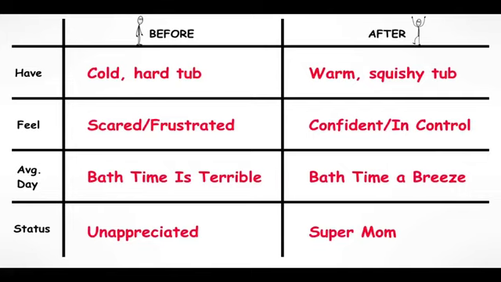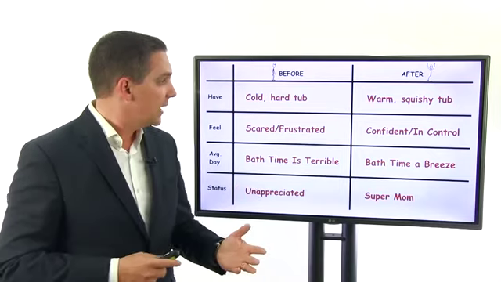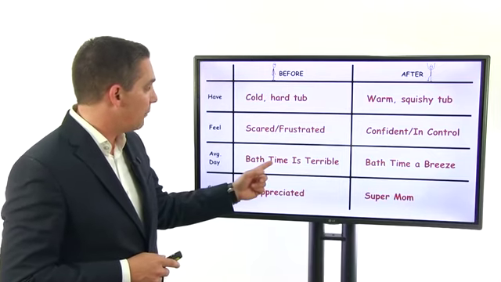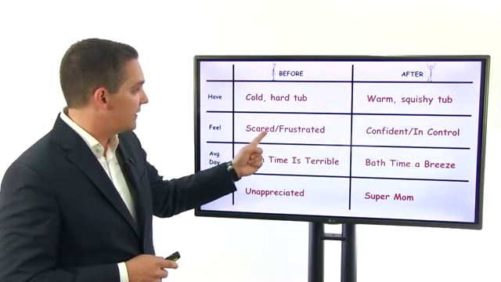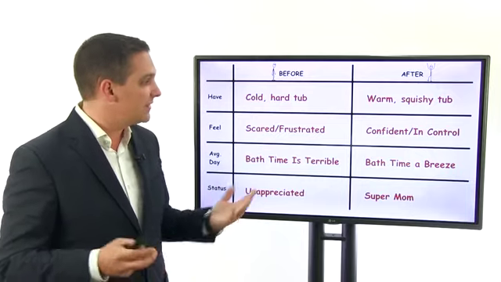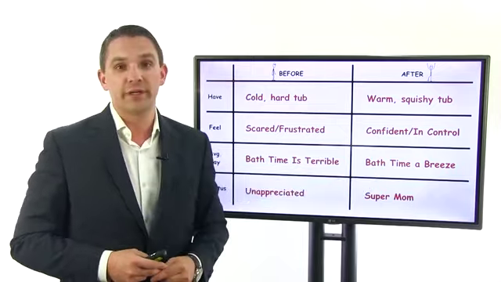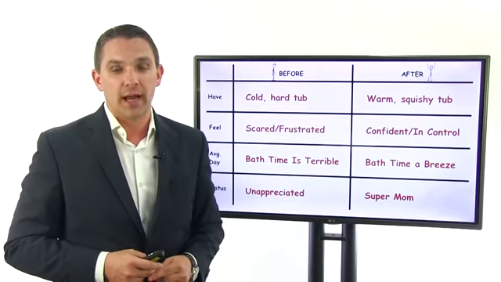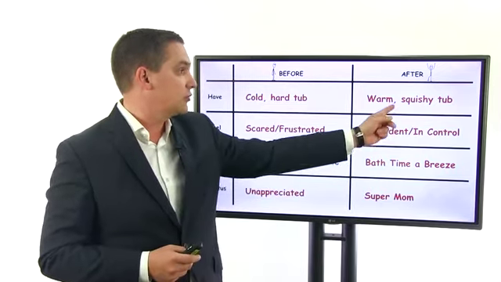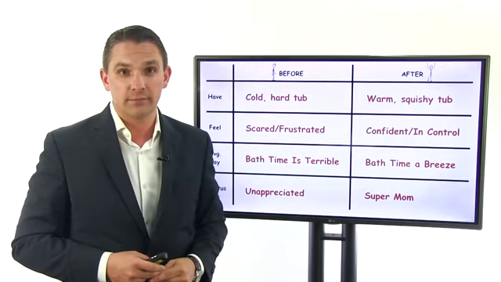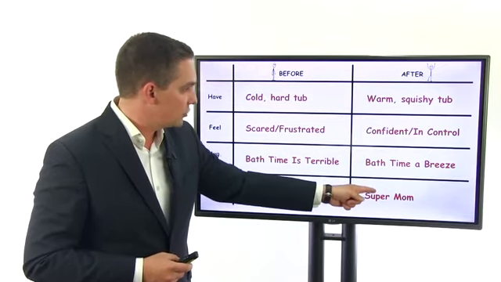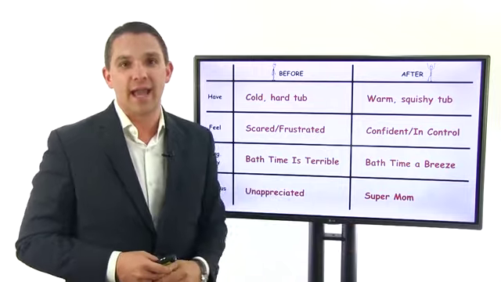Why is mom super mom? Well, the reason that mom is super mom is because when she's hanging out with all the other moms and they're complaining about how terrible bath time is and how scary and frustrating it is because they have a cold, hard tub, she's able to say, well, fortunately for me, bath time is a breeze. It's actually one of the most precious moments. I love that time. I feel confident and in control because I have a warm, squishy tub. See how that happens? You become super mom because they experience the after.